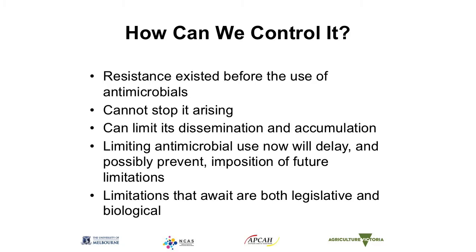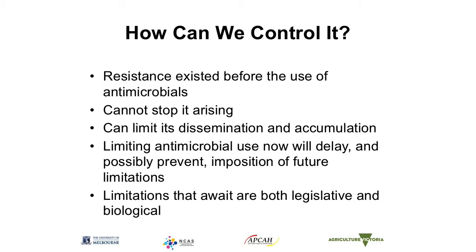So, to finish, we're going to consider how we may be able to control antimicrobial resistance in the future. It's clear that resistance existed well before we started using antimicrobials therapeutically. So we cannot really prevent this resistance arising in the first place, because these resistance genes are around the organisms that we're trying to treat all the time. However, we can limit the dissemination and accumulation of antimicrobial resistance, and particularly the development of multiple resistance. The way we can achieve this is by limiting our antimicrobial use now.